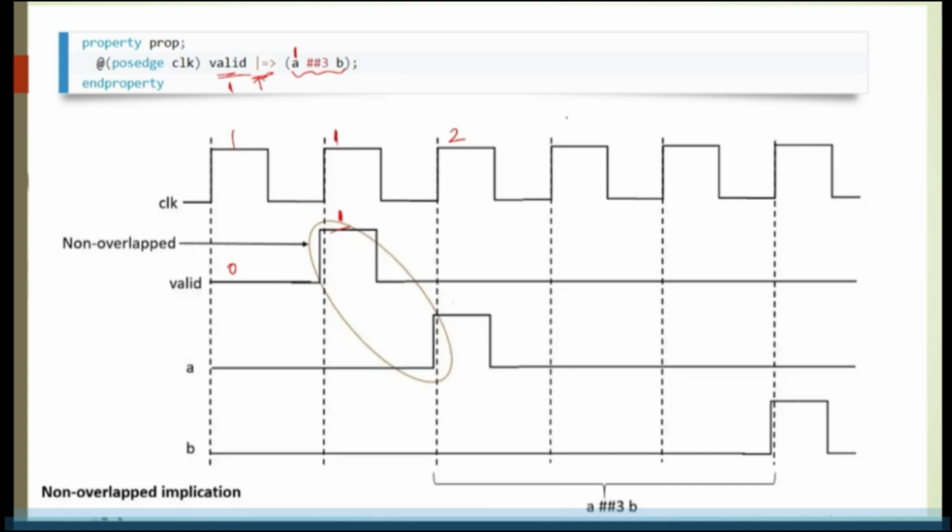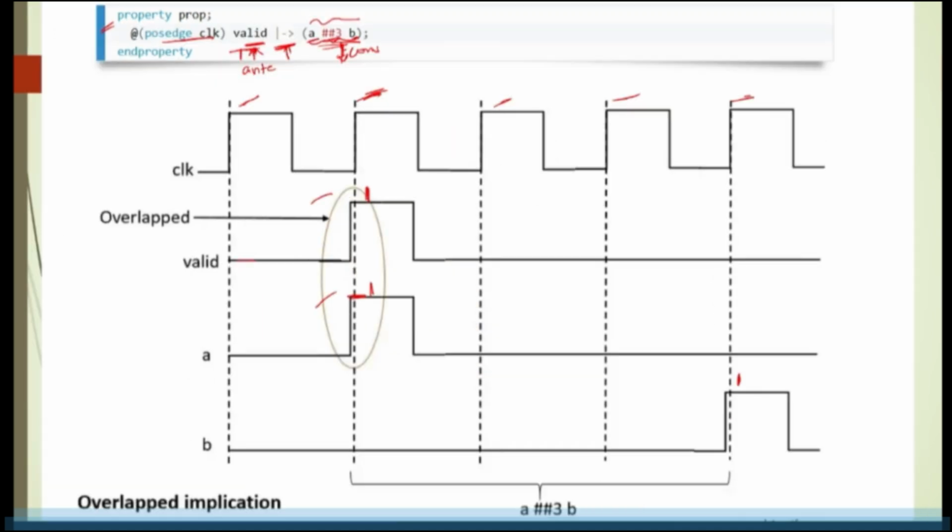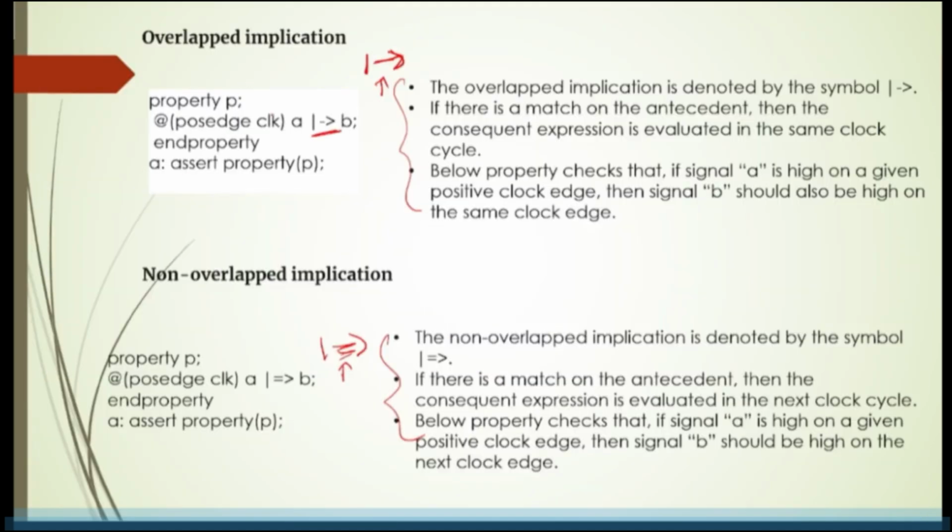Then after this, after 3 clock cycles, B should be high. Clear? So in this way, this is non-overlapped. That means after the first antecedent is evaluated, then in the next clock cycle, the consequent should happen. Okay, so this is the non-overlapped implication operator. So basically, you have two implication operators, which are overlapped and non-overlapped.